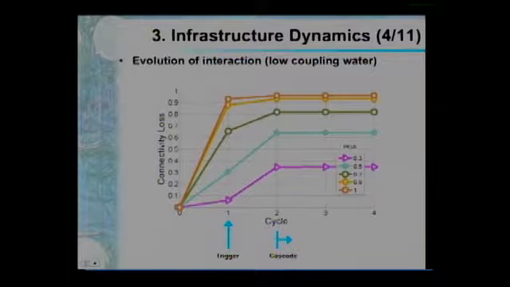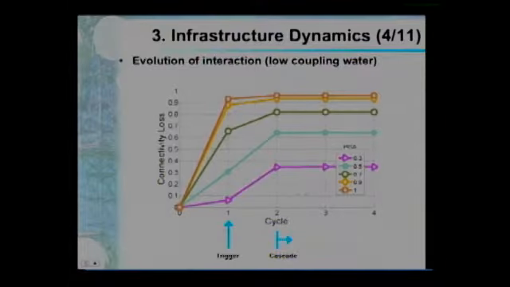Then the next cycle, cycle 2, is the first round of interactions. The power starts affecting the water because some power components failed and they stopped providing the necessary power for the pumping stations. And then the water system might affect the power back, and the power the water back, and you have a cycle here, and this one stopped relatively rapidly. After 4 cycles, things are stabilized. This is for a low coupling between the power and water.